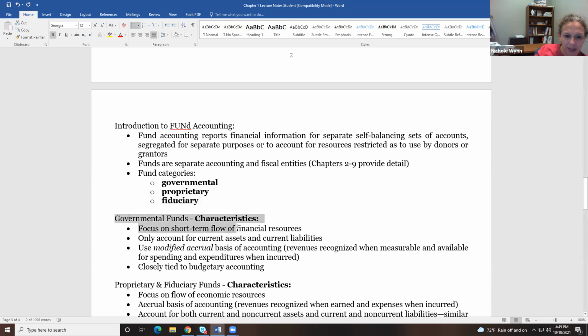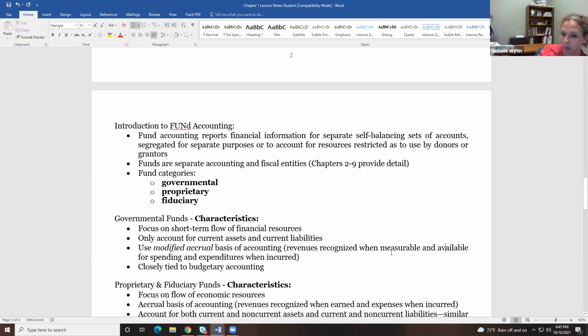So governmental fund characteristics, we're going to use the modified accrual basis. Everything will be current. And we're going to really, really pay attention to our budget. Okay. So modified accrual, we kind of mentioned that earlier. It says revenues recognized when measurable and available.